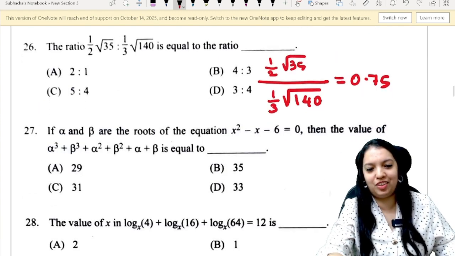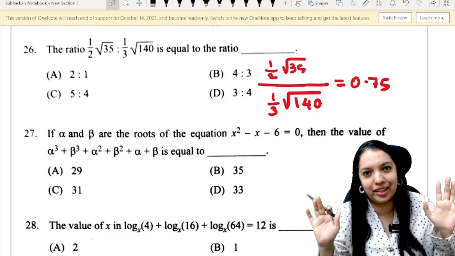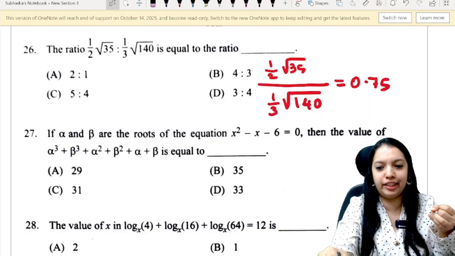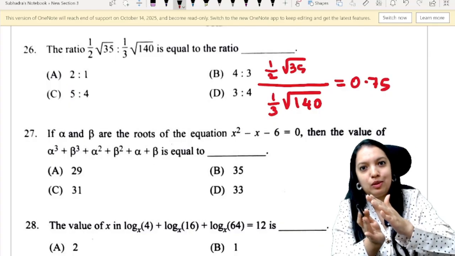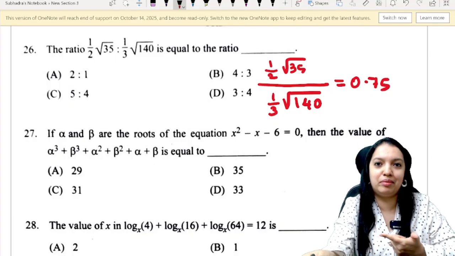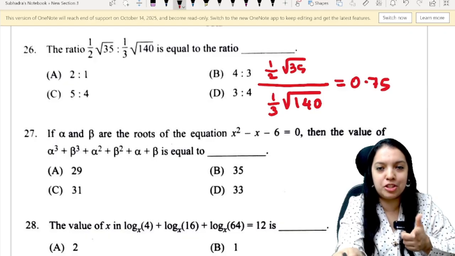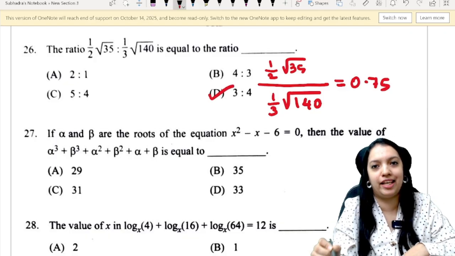Next question, I did it on calculator. Do not apply any new technique. Half means 0.5 into root 35, 1 by 3 into root 140. Divide those two numbers on the calculator. You end up getting 0.75. From the options, 0.75 comes from option D, 3 by 4.